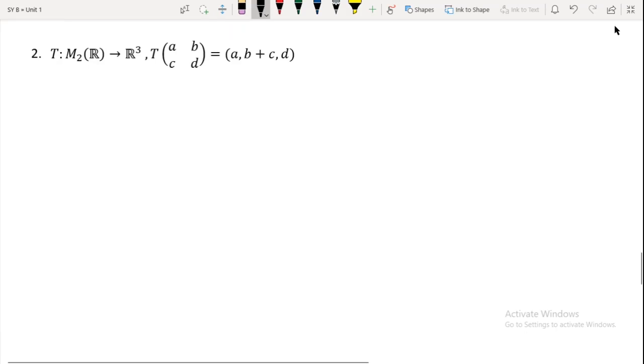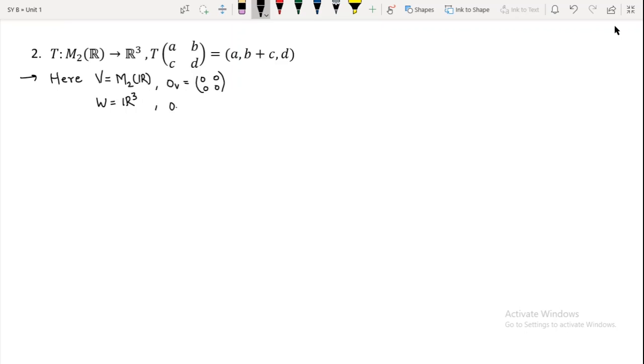Now we will go for the second example. So here, what is our V? That is the domain of the linear transformation, that is M2 of R. And what is our W? That is the codomain, that is R3. So what is our 0 of the domain over here? 0, 0, 0, 0. It is a 2 by 2 zero matrix. Next, what is our 0 of the codomain? 0 of the codomain is somewhat like this. Okay.